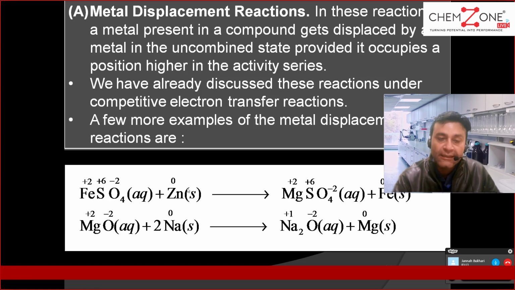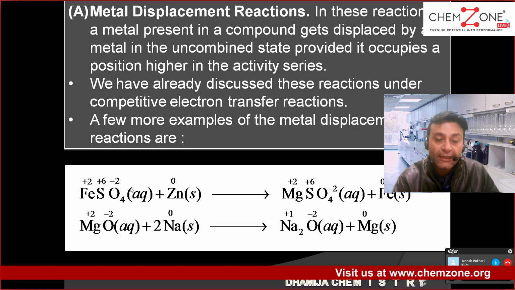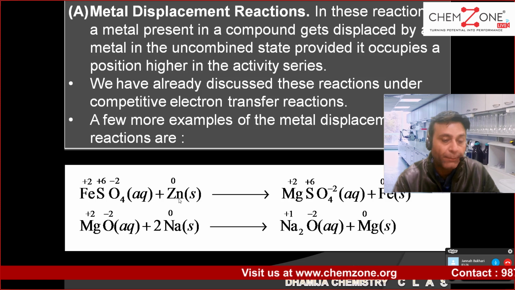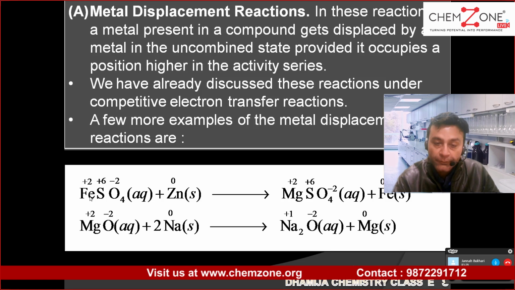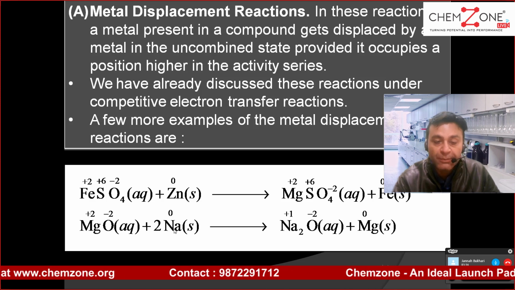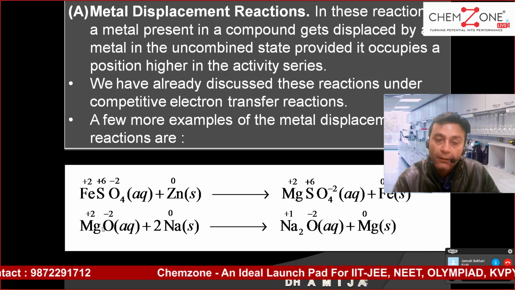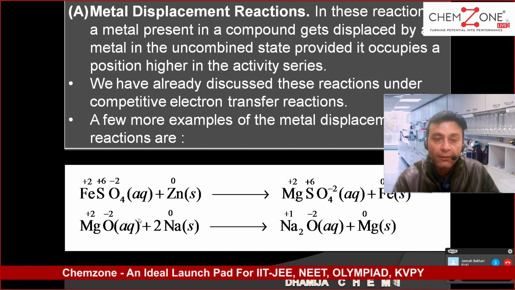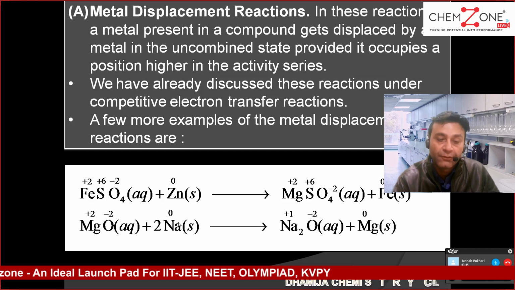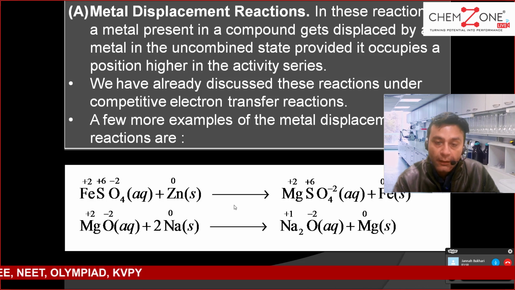In this reaction, you can see zinc is replacing iron. Here there is some misprinting. It should be zinc sulfate here. So I can say zinc is more reactive as compared to iron. That is why zinc is replacing iron here. Here sodium is more reactive than magnesium. That is why sodium is replacing the magnesium from its magnesium oxide. So the element that is more reactive will displace the less reactive element. Am I clear?